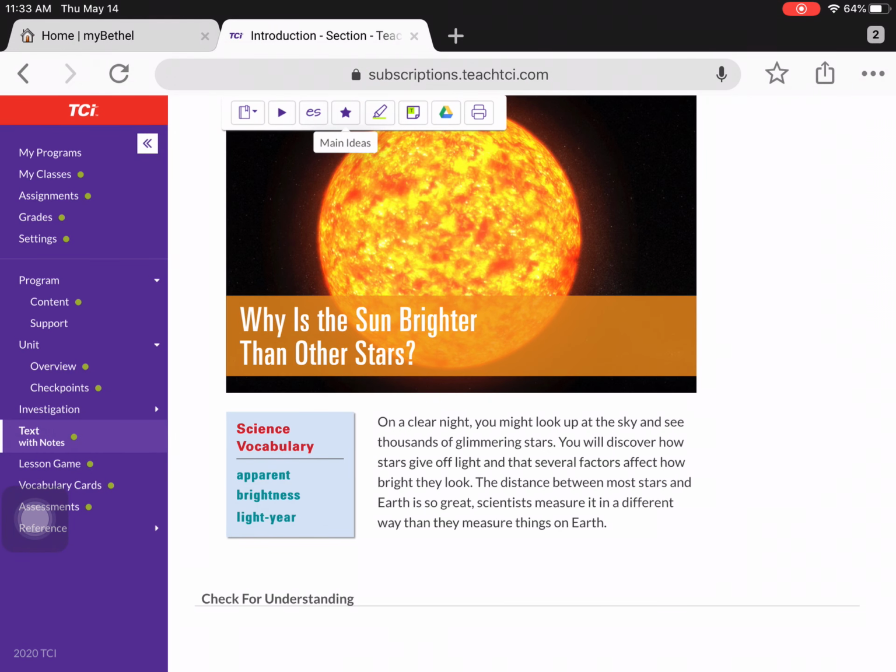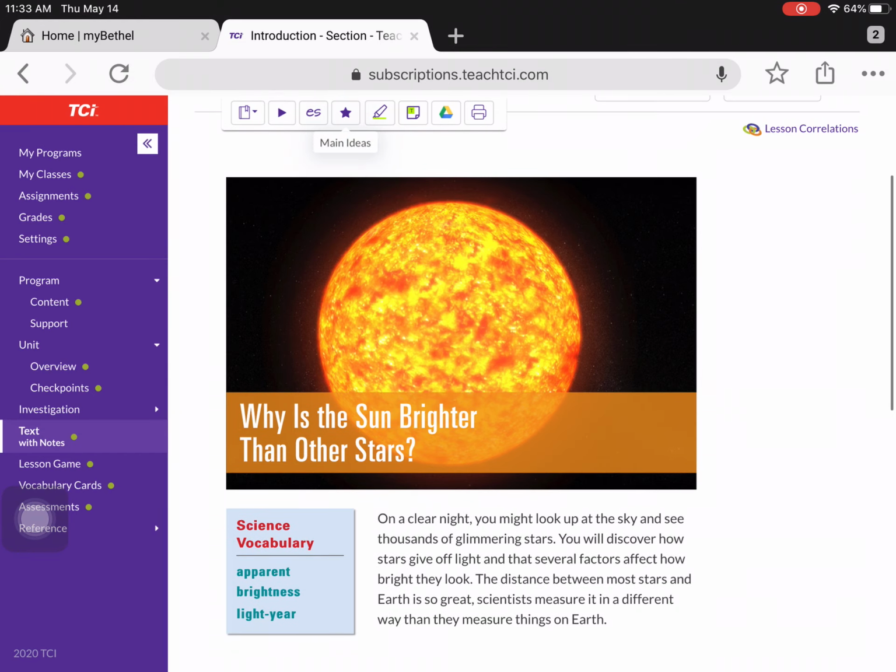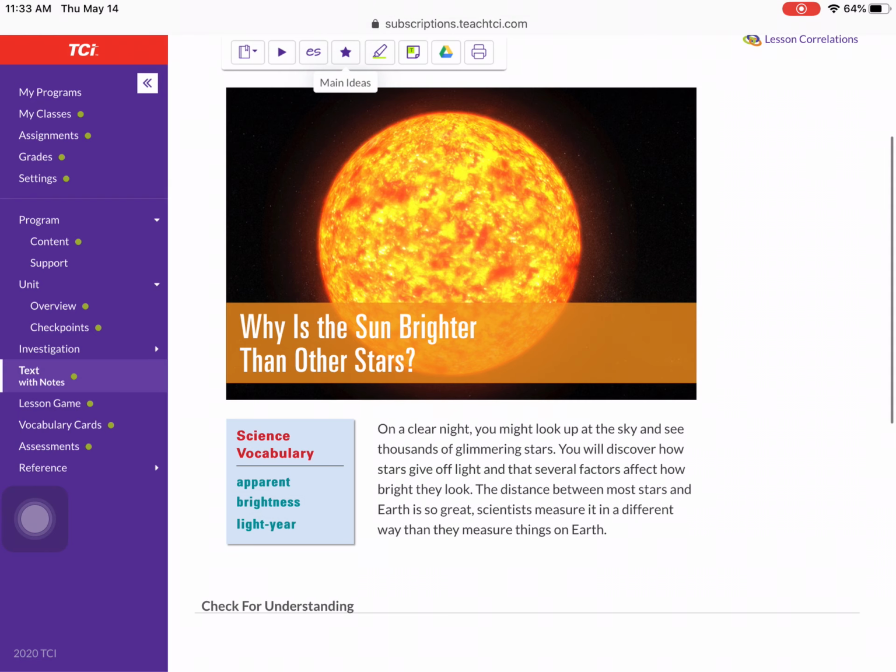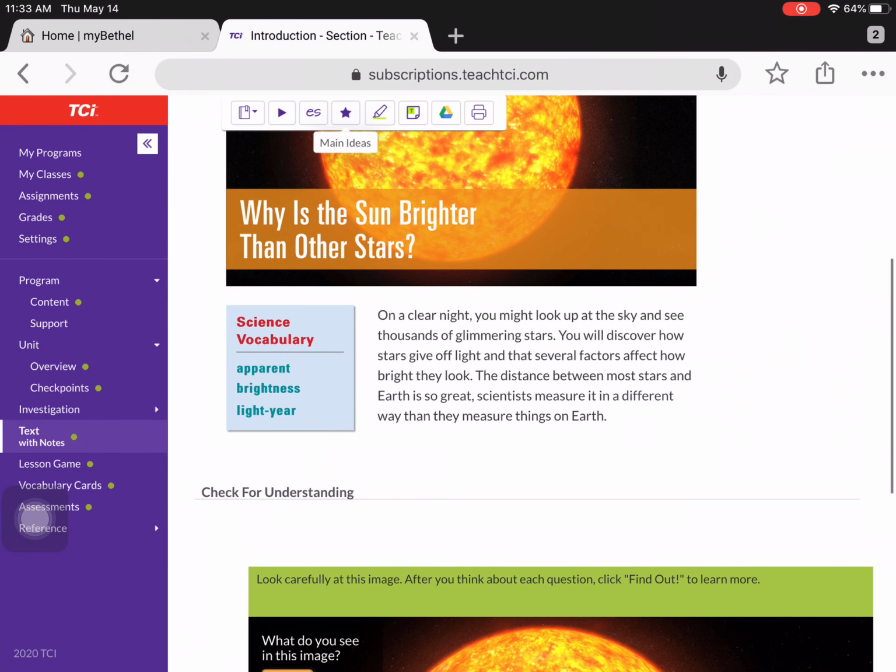As we have discussed in my class, and I'm sure in all of the other 5th grade classes, we know that the sun is nothing more than a star. The sun is a star, right? But why is our sun brighter than other stars? That's the question, or one of the questions, that we're going to be tackling today. So, we are going to start off on the first paragraph.